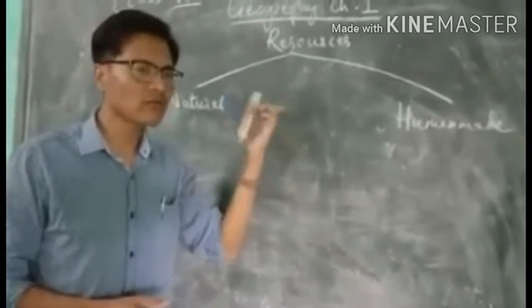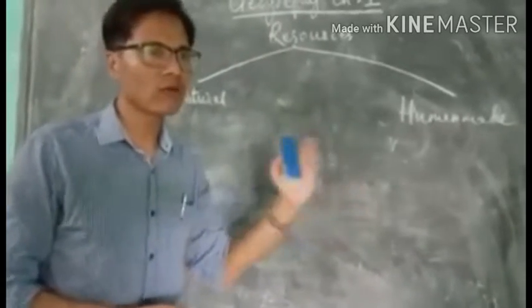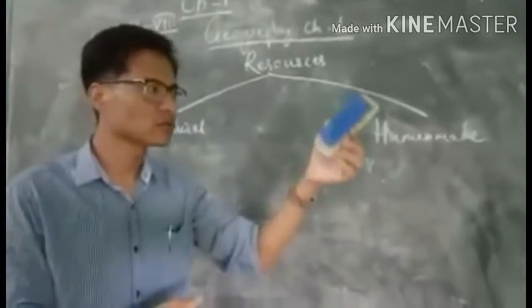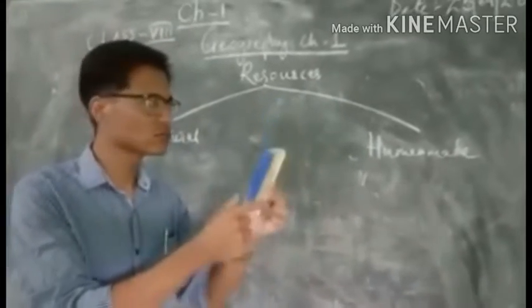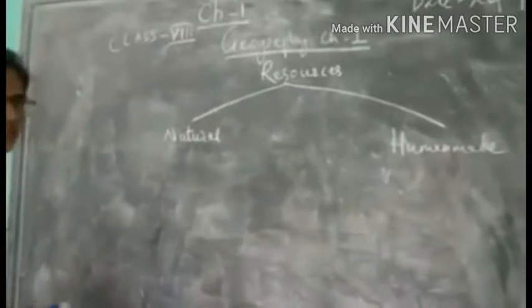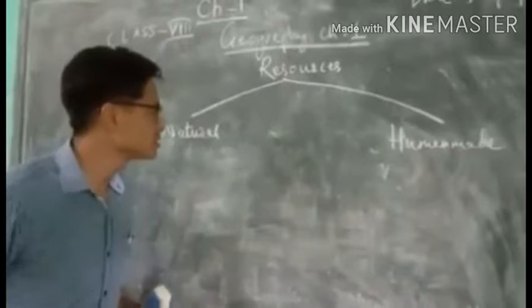When it was a part of a tree, that was a natural resource. It was extracted from that tree, and then it was taken to some small factory or some place, and then it was made into a duster. So now it has become a human-made resource. Now these natural resources can be divided into different types. We can classify these natural resources.